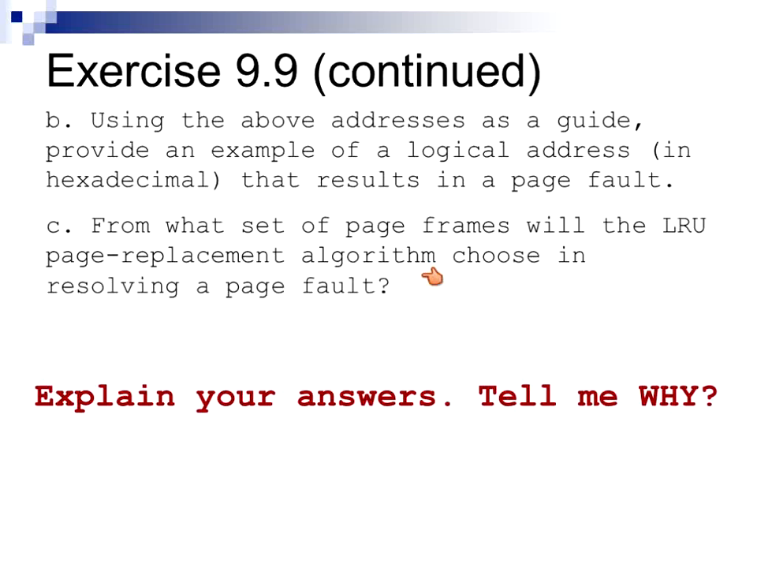And then finally, from what set of page frames will the LRU page replacement algorithm choose in resolving a page fault? What will it look at in our page table? Which frames will it look at to determine what pages it can use to resolve a page fault? In other words, what pages can be moved out of memory so that a new page can be brought into memory? And just explain how you came up with that answer. If you just give me an answer and not an explanation, you will not get full credit for this problem.